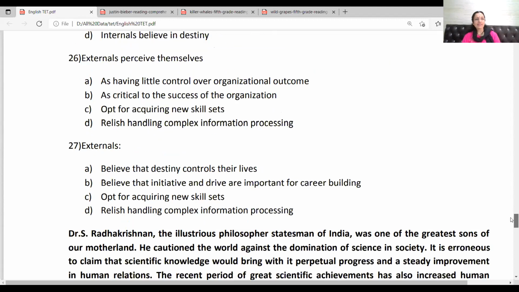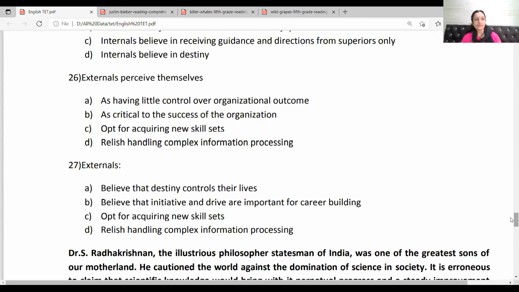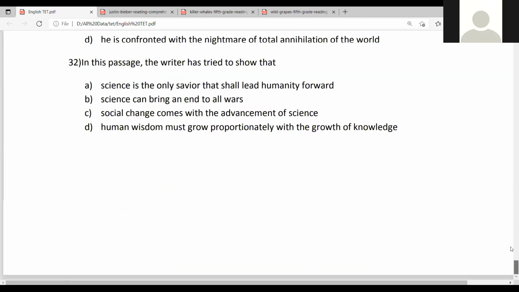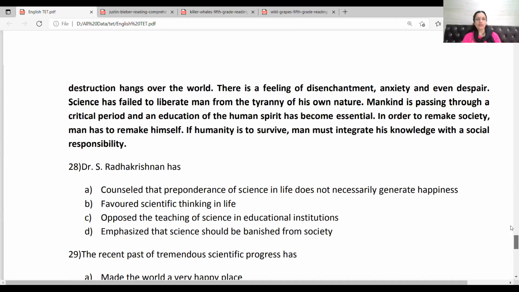Next one. Externals believe that destiny controls their lives. Which is the right answer? A. Straightforward. This is very, very straightforward, because B, C, D are all for internals. Now, the last passage. I hope it is the last, because then I have to go for grammar.